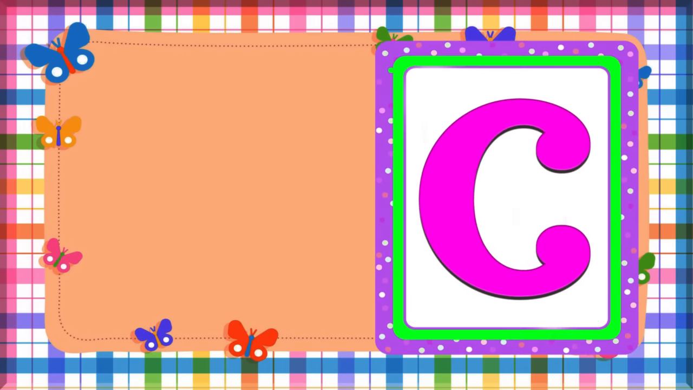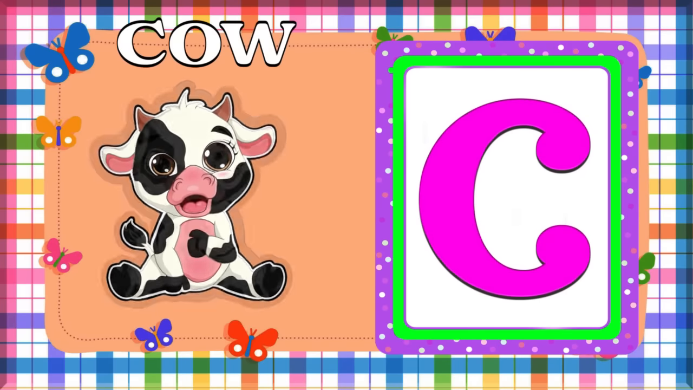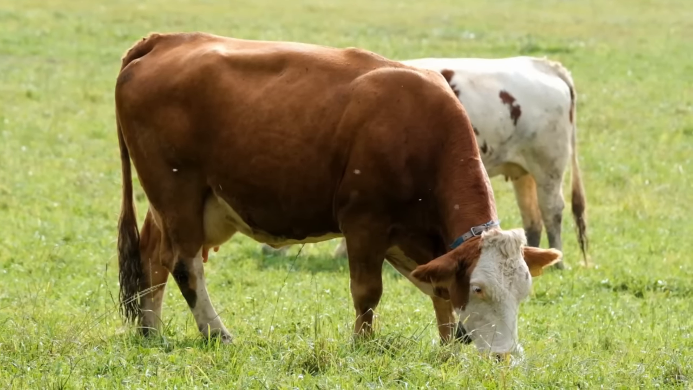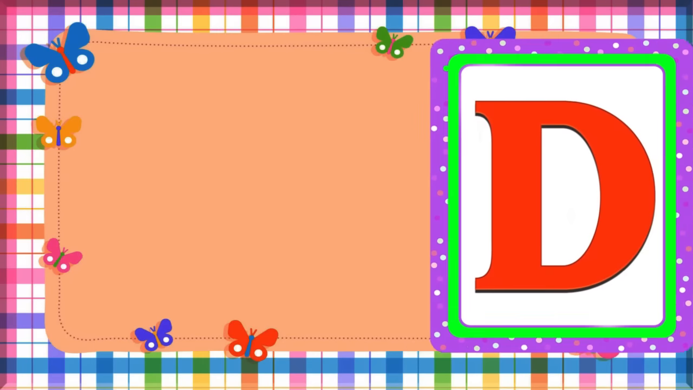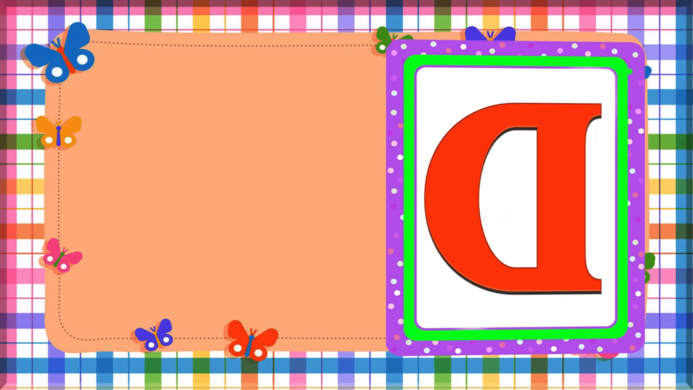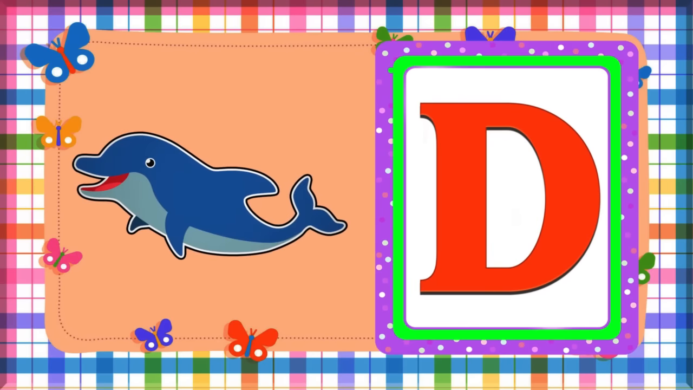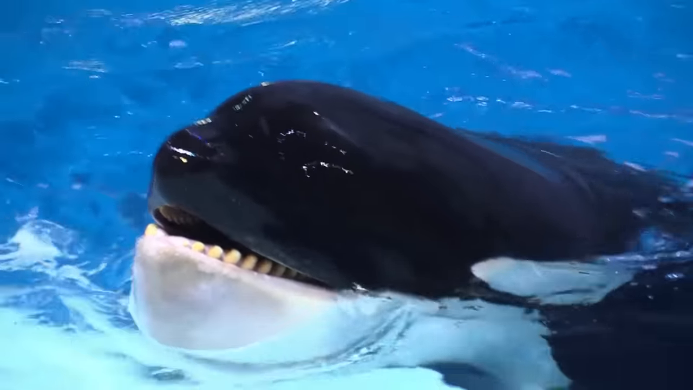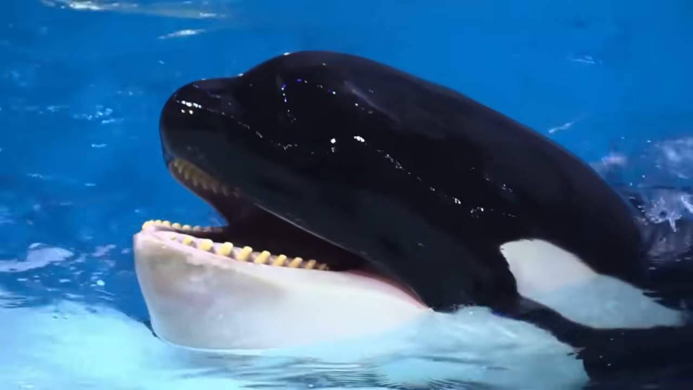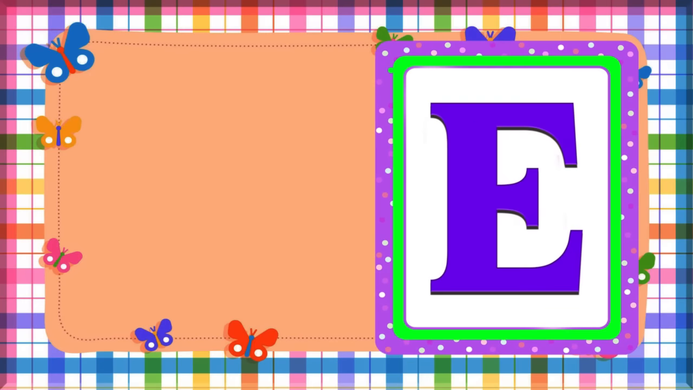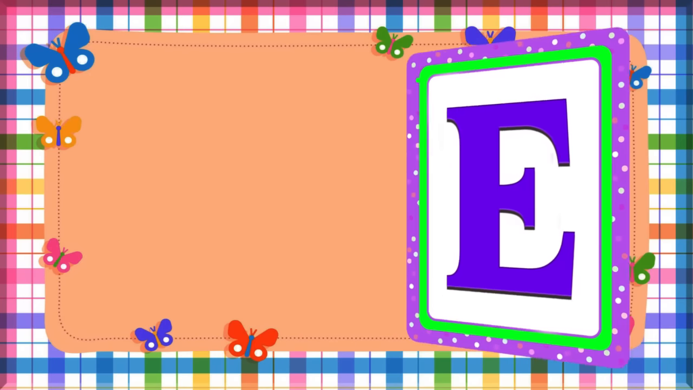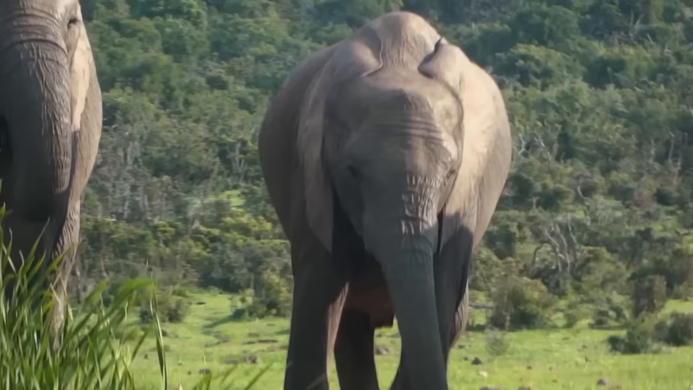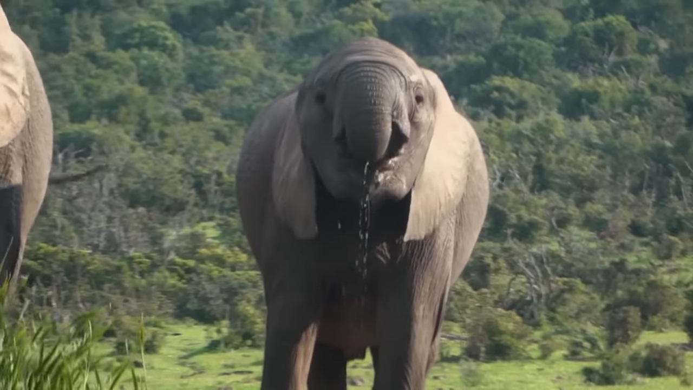C is for cow. Cow. D. D is for dolphin. Dolphin. E. E is for elephant. Elephant.